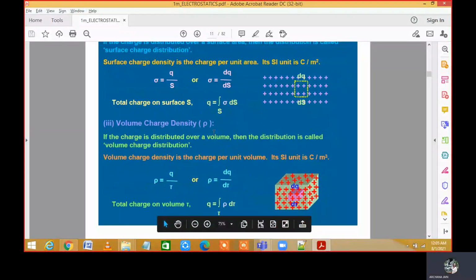Volume charge density is represented by rho. Now the charge is distributed according to volume. See this figure. This is any cube, or you can take cuboid. The charge is distributed according to volume. Suppose Q is the charge on this cube, right? Q is the charge. Then how do you calculate? Rho is equal to Q over V. Take this as V. Rho is equal to Q over V, right?